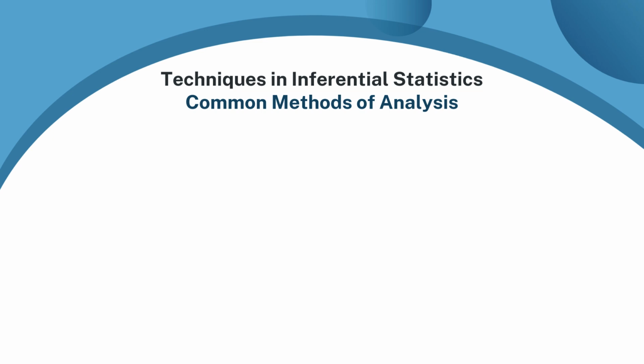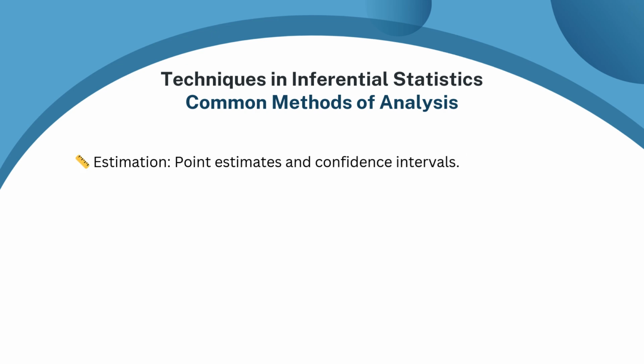Now, let's talk about some of the techniques researchers use. These are tools that help us make inferences about the population. Estimation. This involves using sample data to estimate population parameters. Think of it like guessing the average height of all adults based on a smaller group.